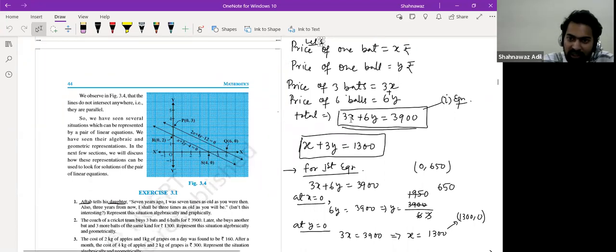So from here, you can see that A1 and A2 is 3 and 1. So A1 by A2 is 3. And B1 is 6 and B2 is 3. So 6 by 3 is 2. So A1 by A2 is not equal to B1 by B2. So then you can tell that this will be an intersecting line.